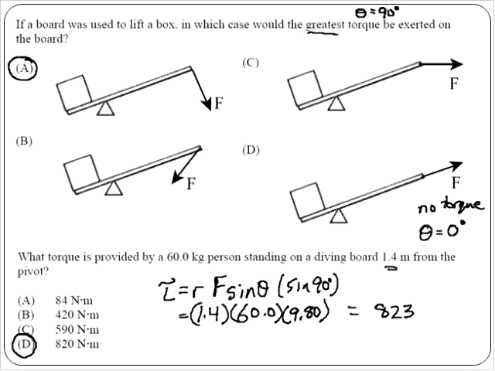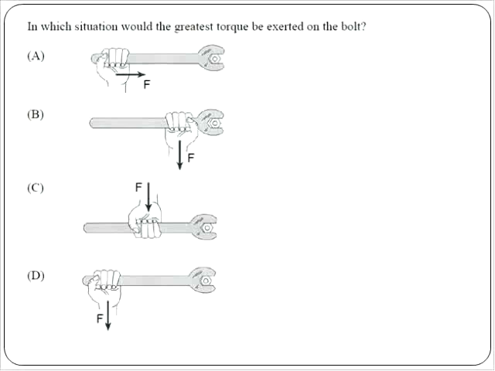All right, let's try a couple more. In this one, very similar to the lever one that we just looked at on the previous page, in which situation would the greatest torque be exerted on the bolt? Well, the first one is obviously no good, because if you're trying to turn that wrench and you're just pushing in on the nut, that's not going to cause any torque at all, because right here the angle is 0. So that means that the torque is also 0. That's no torque. So we can eliminate that one right off the bat.